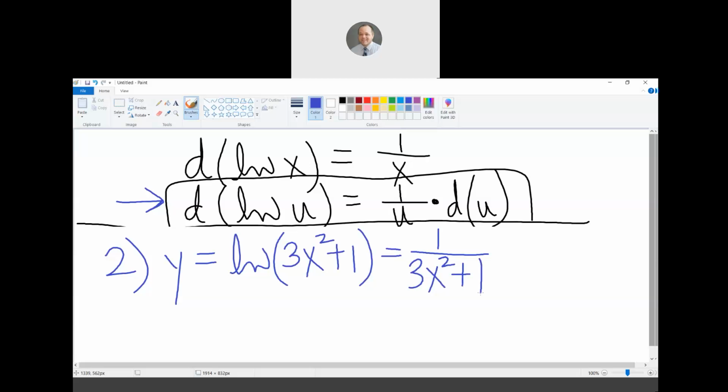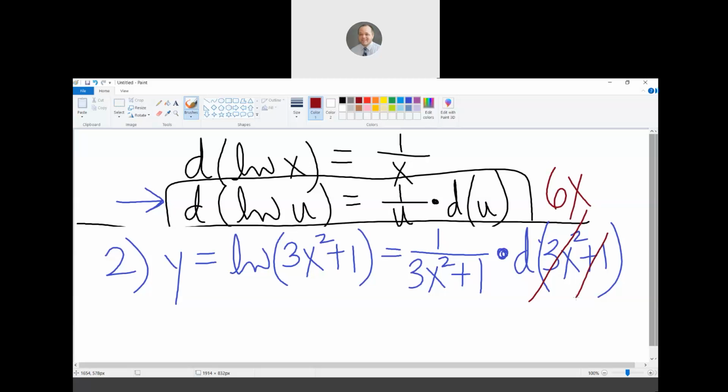And you can think of this as a partly chain rule times the derivative of your function. So we'll take the derivative of 3x squared plus 1. Now over to the side, when we take the derivative of 3x squared, that gives us 6x. And the derivative of positive 1 is just 0.